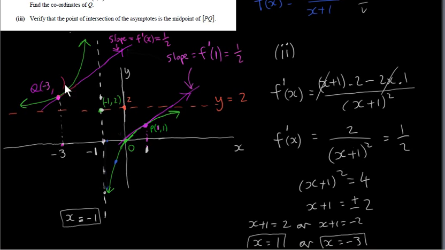How do we find the y value of q? Well, q is a point that's on the curve. So the point q has to satisfy the equation of the curve. Well, we know that the equation of the curve is 2x over x plus 1. So we want to find f of minus 3. So we plug minus 3 in here. So we have 2 times minus 3 is minus 6 over minus 3 plus 1. That's minus 2. This works out to be plus 3.